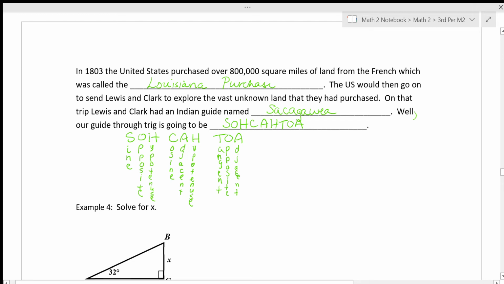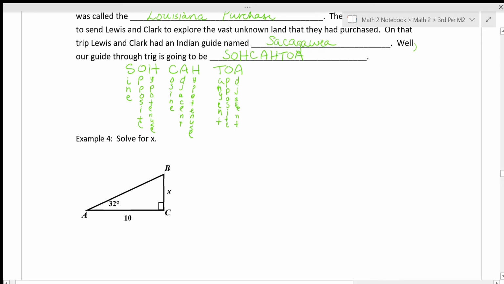So, SOHCAHTOA, which we can remember pretty easily because of the fun little name that it is. SOHCAHTOA, Sacagawea's cousin, is our guide through trigonometry. It's a way to help us remember how to set up the ratios. Sine opposite over hypotenuse, cosine adjacent over hypotenuse, and tangent opposite over adjacent. So remember SOHCAHTOA. It'll help you out a lot as you try to remember these ratios.